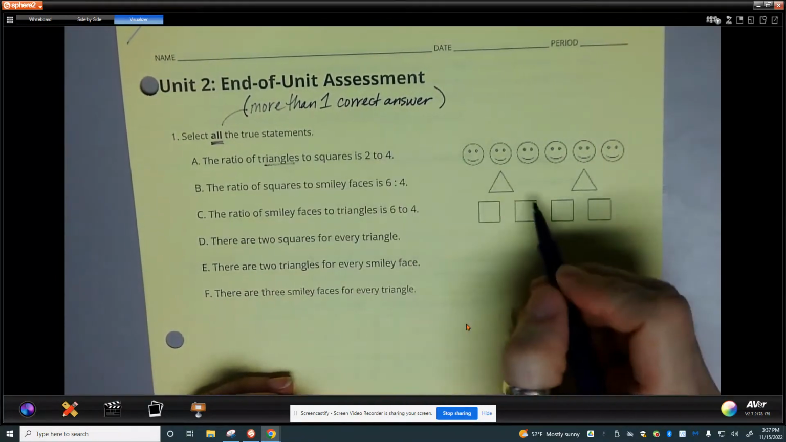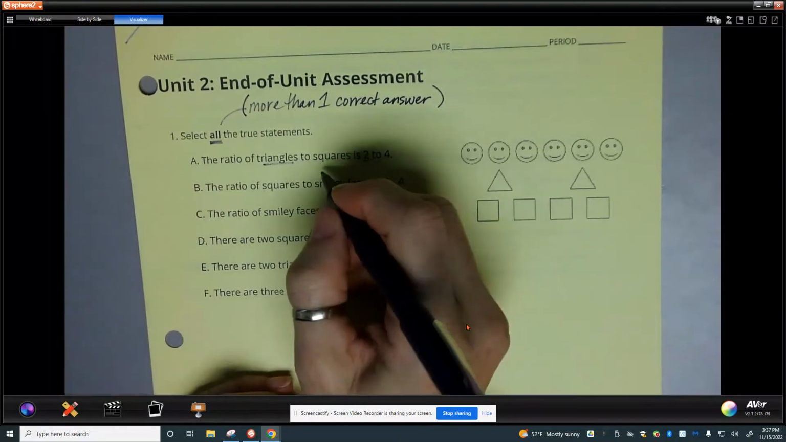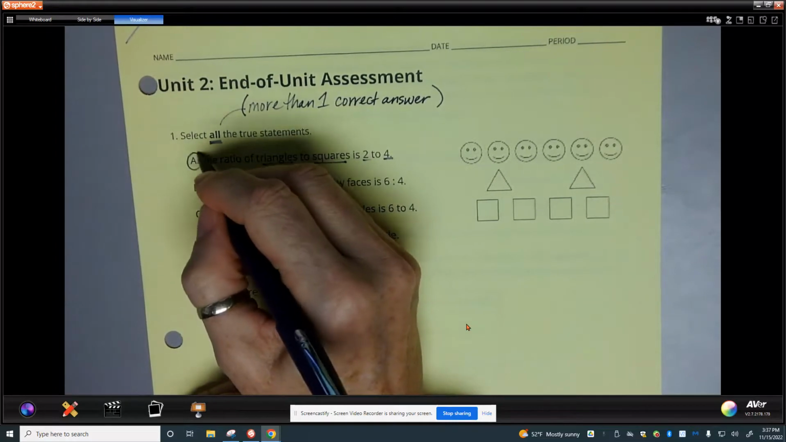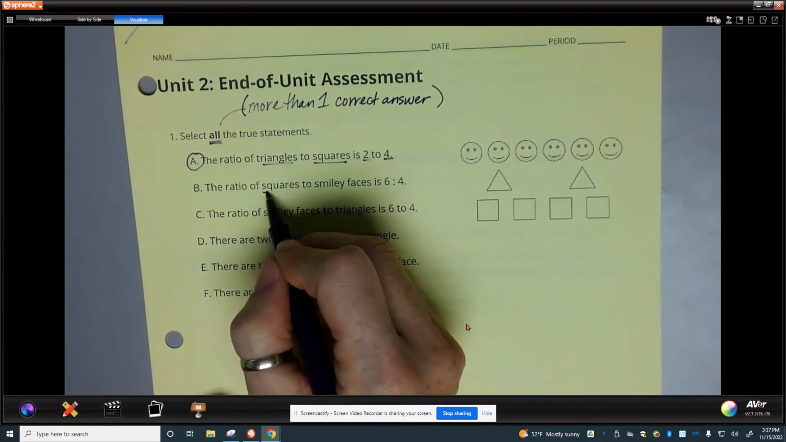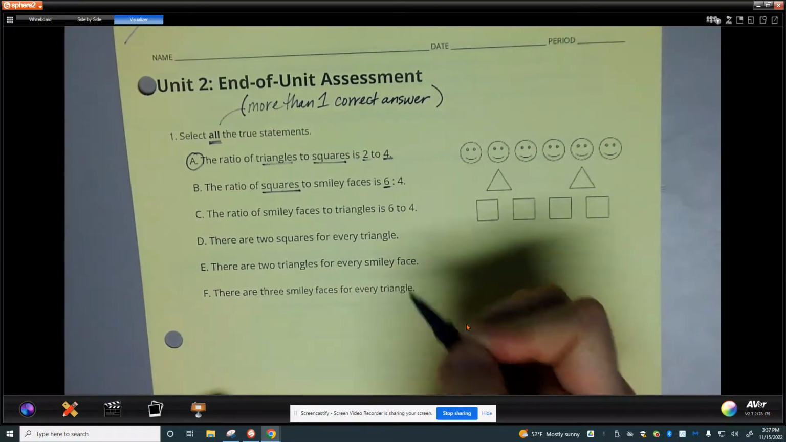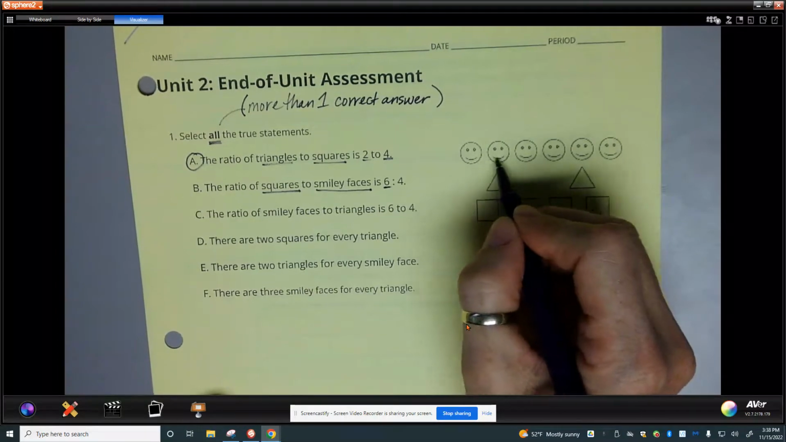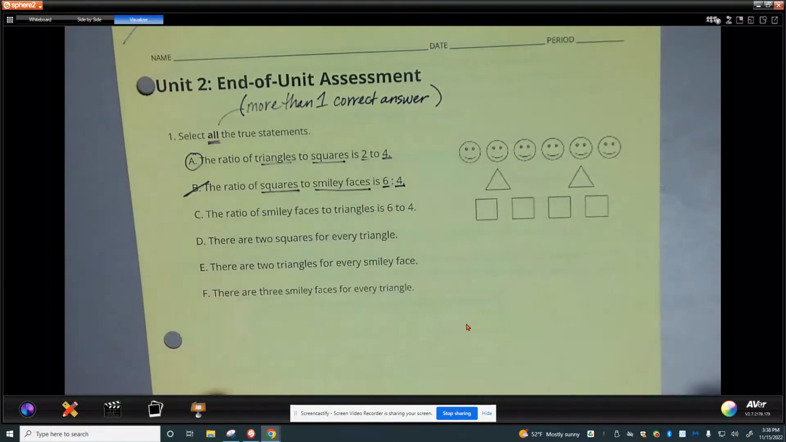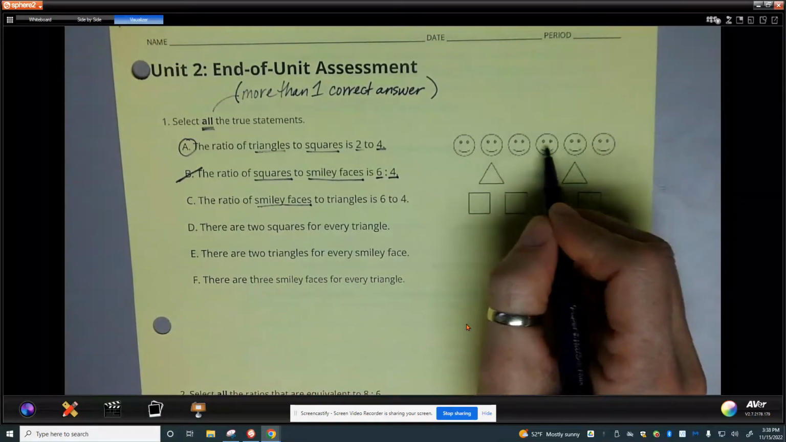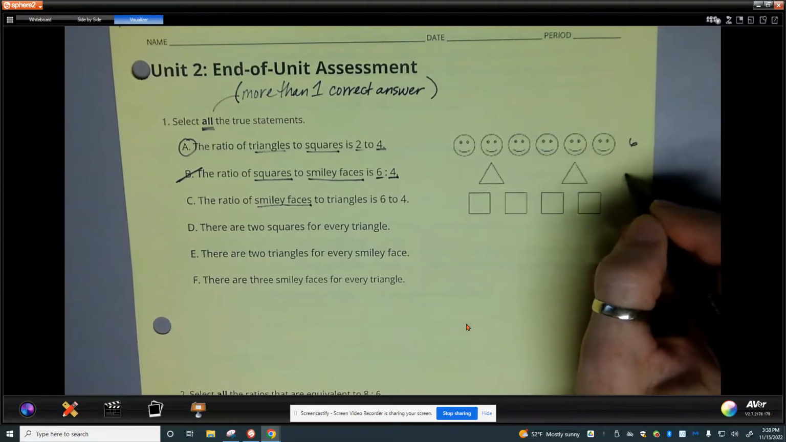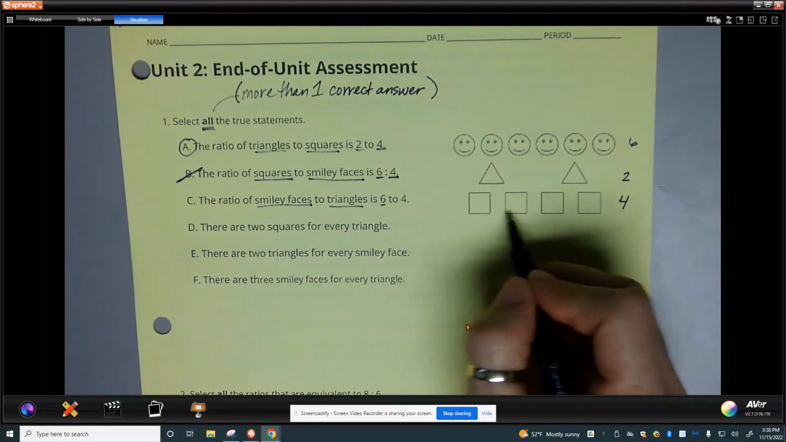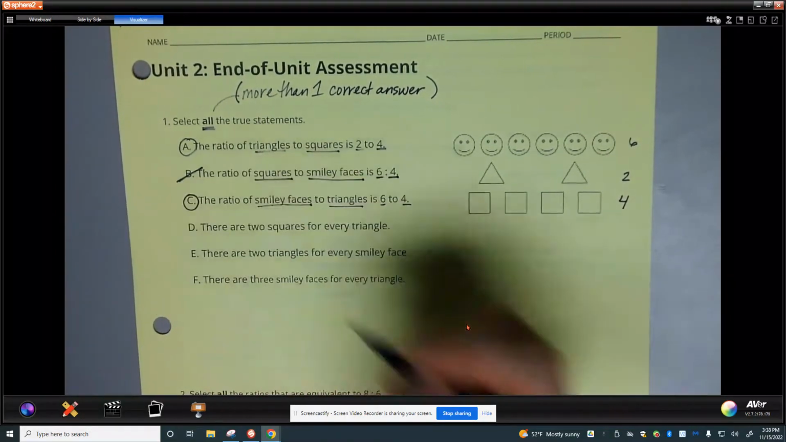So I'm going to look for my triangles. 1, 2, good. I'm going to look at my squares. 1, 2, 3, 4, good. It goes in the correct order. The ratio of squares, 1, 2, 3, 4, is not 6. Smiley faces is not 4, so that one is incorrect. The ratio of smiley faces, 1, 2, 3, 4, 5, 6, actually I'm going to write that there, make it faster, is 6, and triangles is 4, so that is correct.